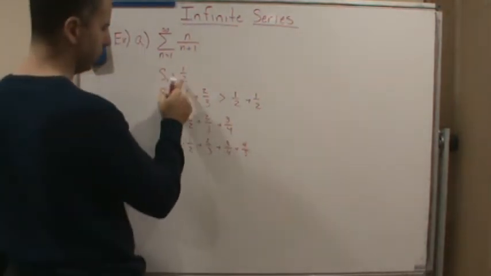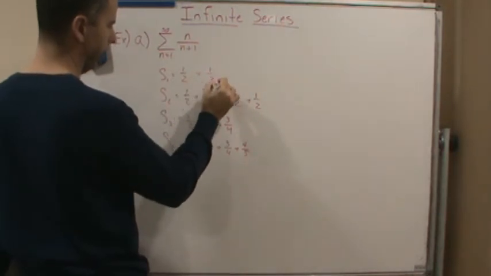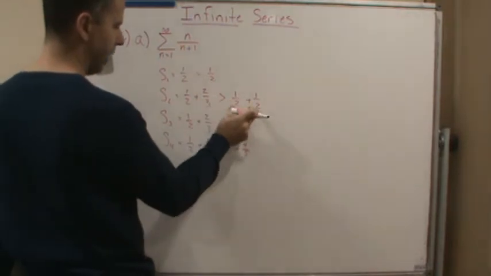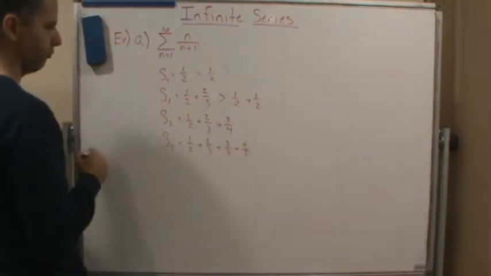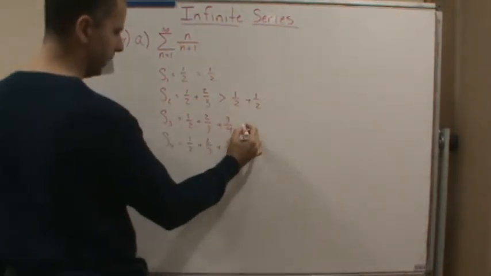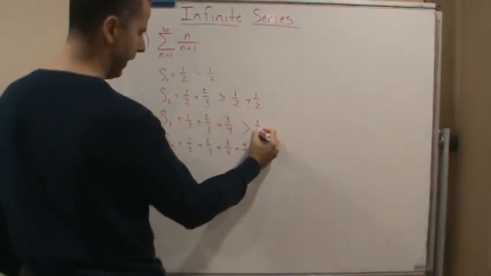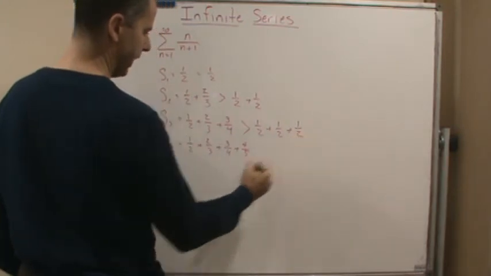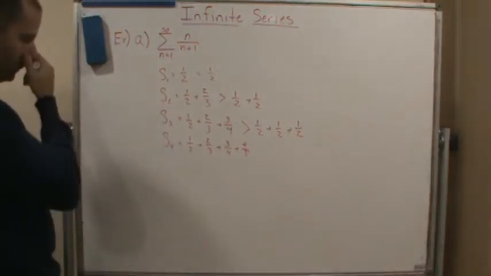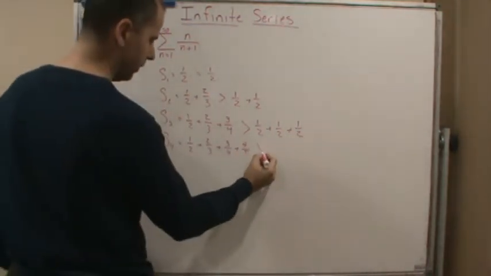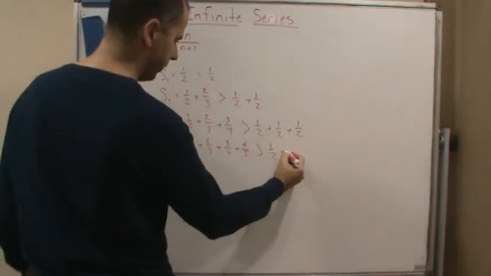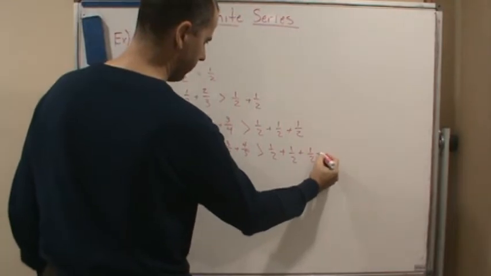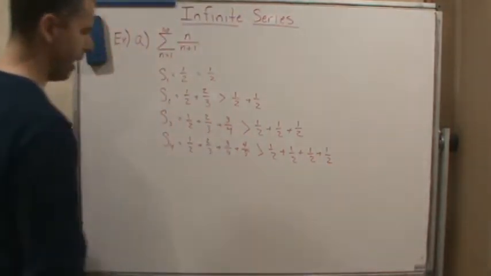So this one equals 1/2. Then this one's going to be bigger than 1/2 plus 1/2. S of 3 is going to be larger than what? 1/2 plus 1/2 plus 1/2, right? And then this one's going to be bigger than 1/2 plus 1/2 plus 1/2 plus 1/2, right?